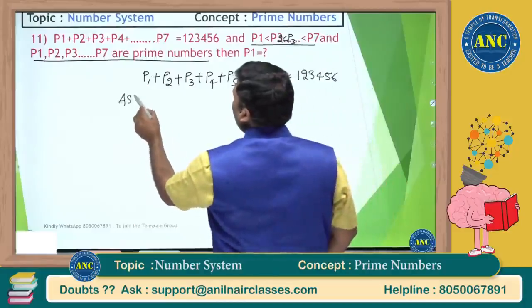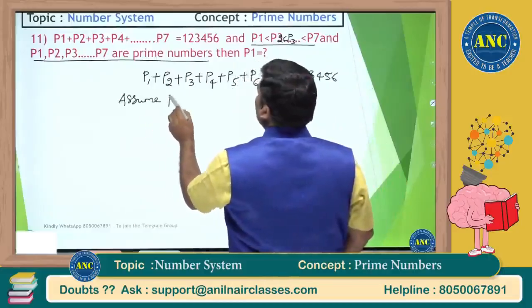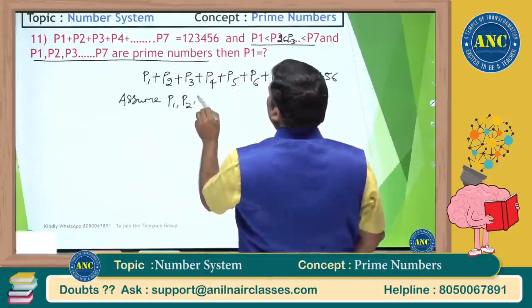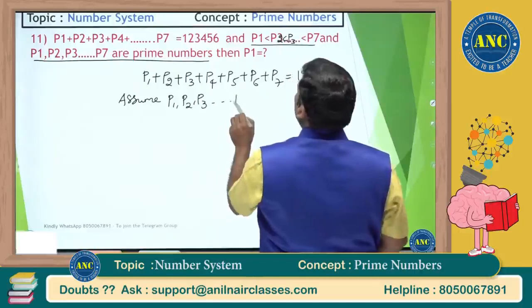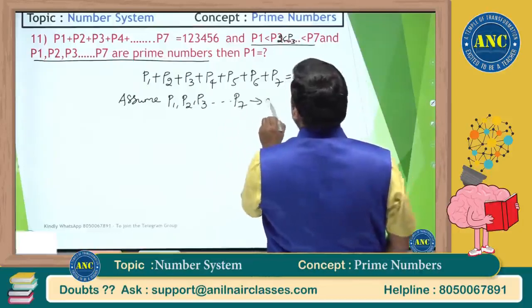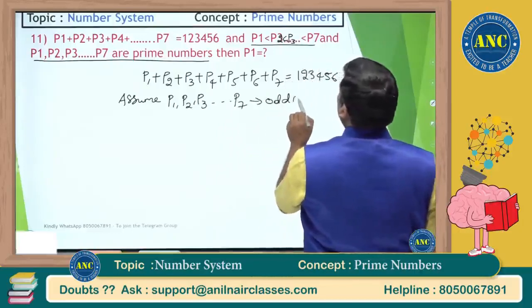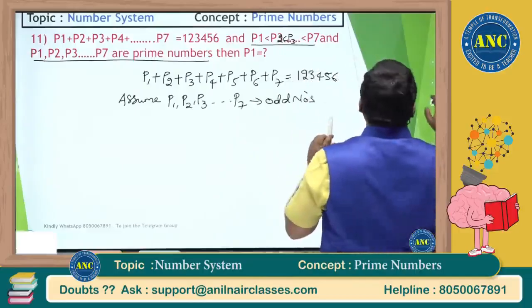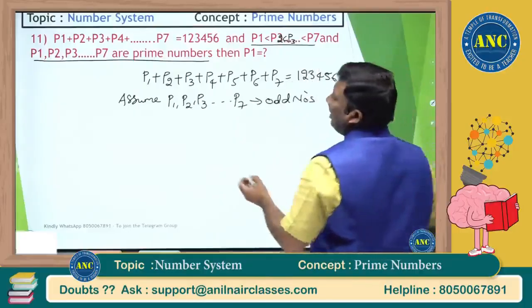Assume all are odd numbers. Assume P1, P2, P3 and so on up to P7 are all odd numbers. If I take all as odd numbers, let us see what the nature of the left hand side is.